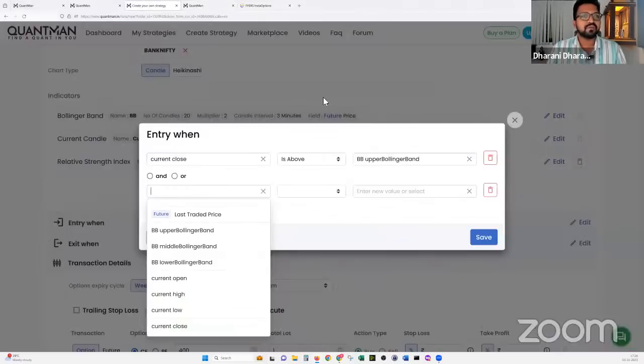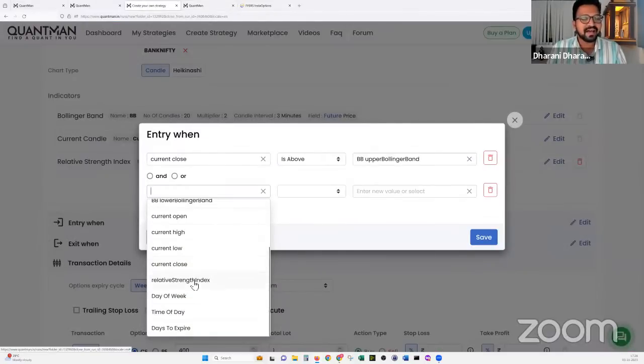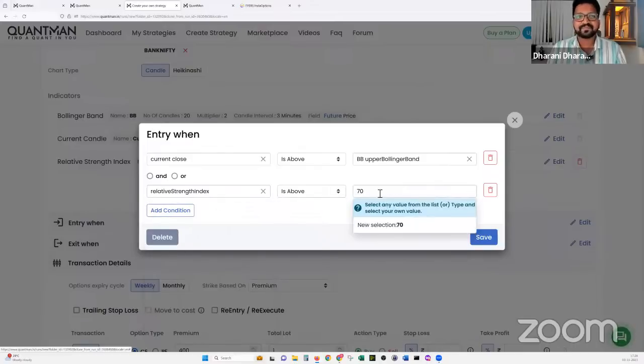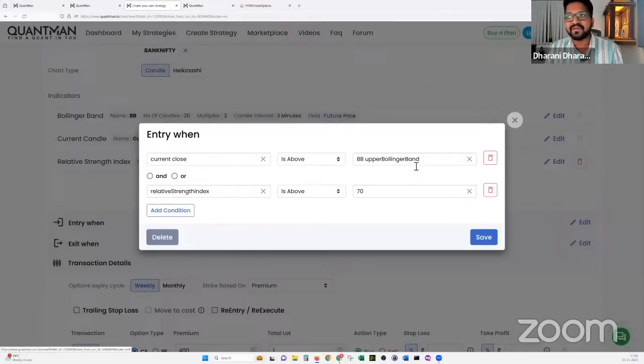And now what I do, I just say RSI, relative strength index, is above 70. Okay, and now it's your turn, guys. You define. I want both these conditions: the current candle close is above the upper Bollinger Band and RSI is above 70. I need both these conditions to be satisfied in order to take the entry.